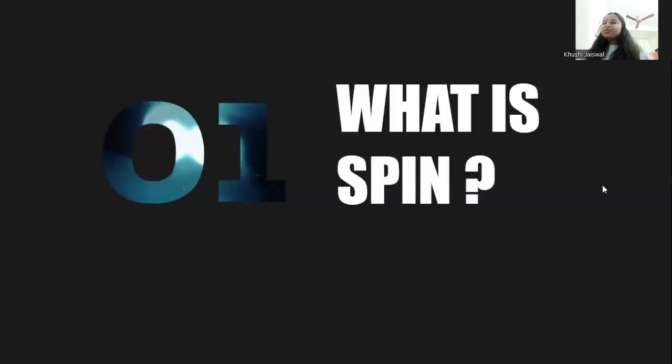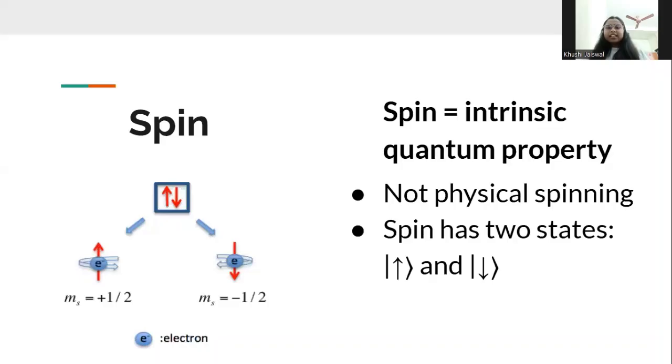So let's start with the most fundamental question. What is spin? In classical mechanics, we think of a spinning top or a planet rotating on its axis. But in quantum mechanics, spin is not physical spinning. An electron is a point particle. It doesn't have a surface to spin. Instead, spin is an intrinsic form of angular momentum. It is a built-in property just like mass or charge.